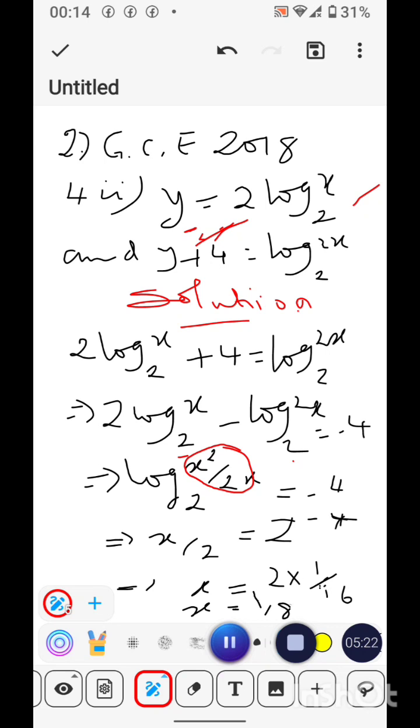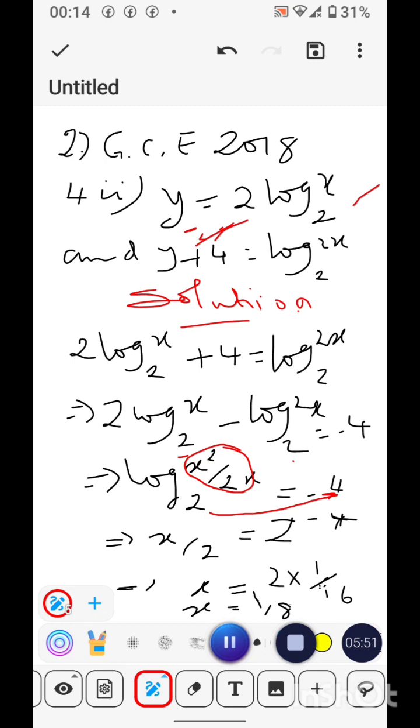Now from logarithm, how do you change from log form to index form? This 2 is the base, so it will be 2 raised to the power negative 4. And x squared over 2x, when you simplify, is x over 2, which is 2 raised to the power negative 4. From indices, 2 raised to the power negative 4 is 1 over 2 raised to the power 4, and 2 raised to the power 4 is 16, so we have 1 over 16.